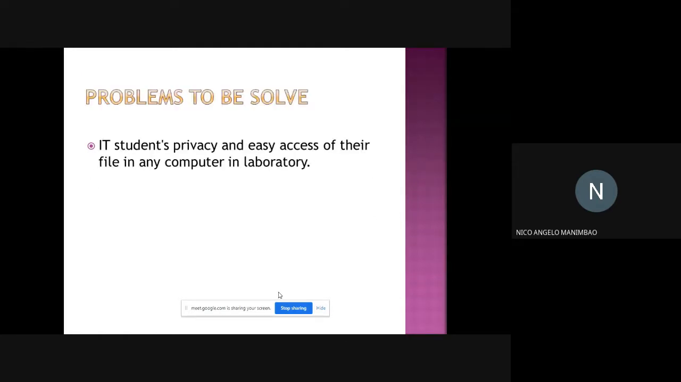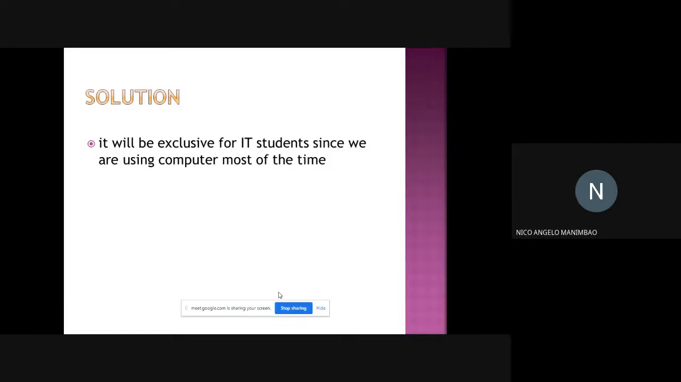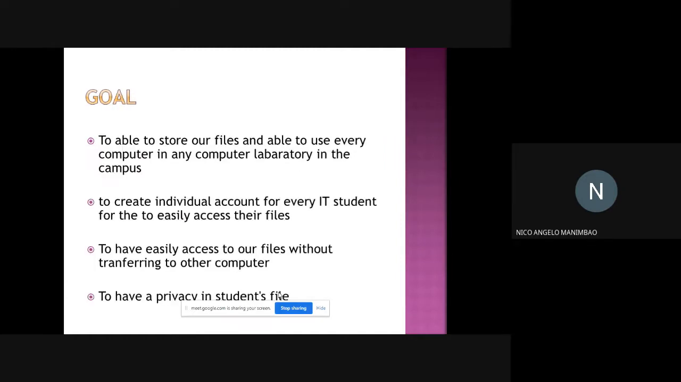Next is problems to be solved: IT student privacy and easy access of their files on any computer in the laboratory. Solution: it will be exclusive for IT students. We are using computers most of the time. Goal: to be able to store our files and use them on every computer in any computer laboratory in the campus.